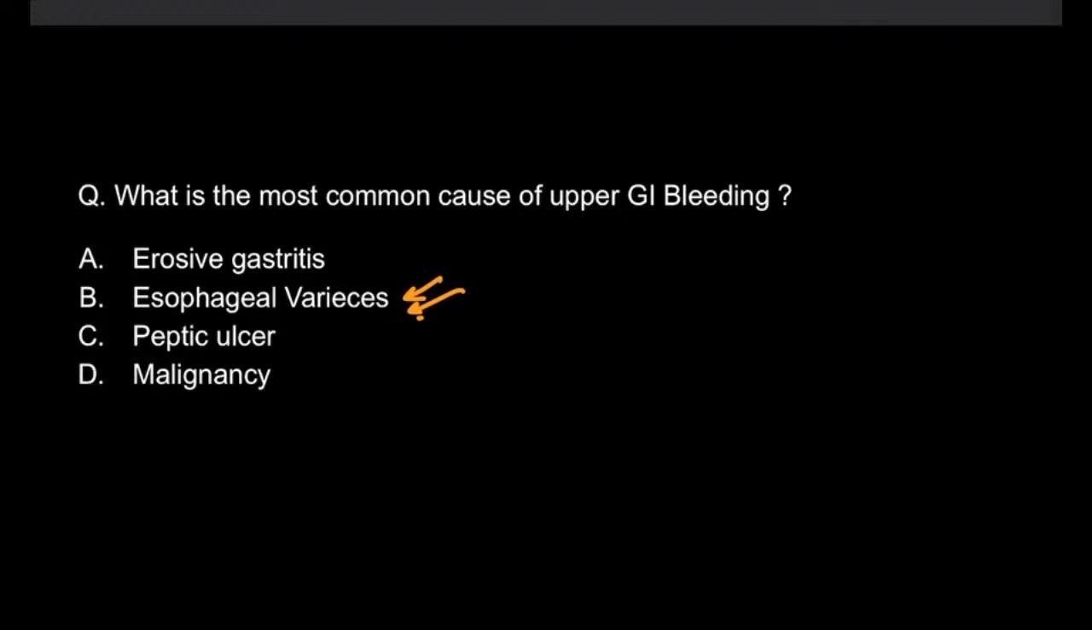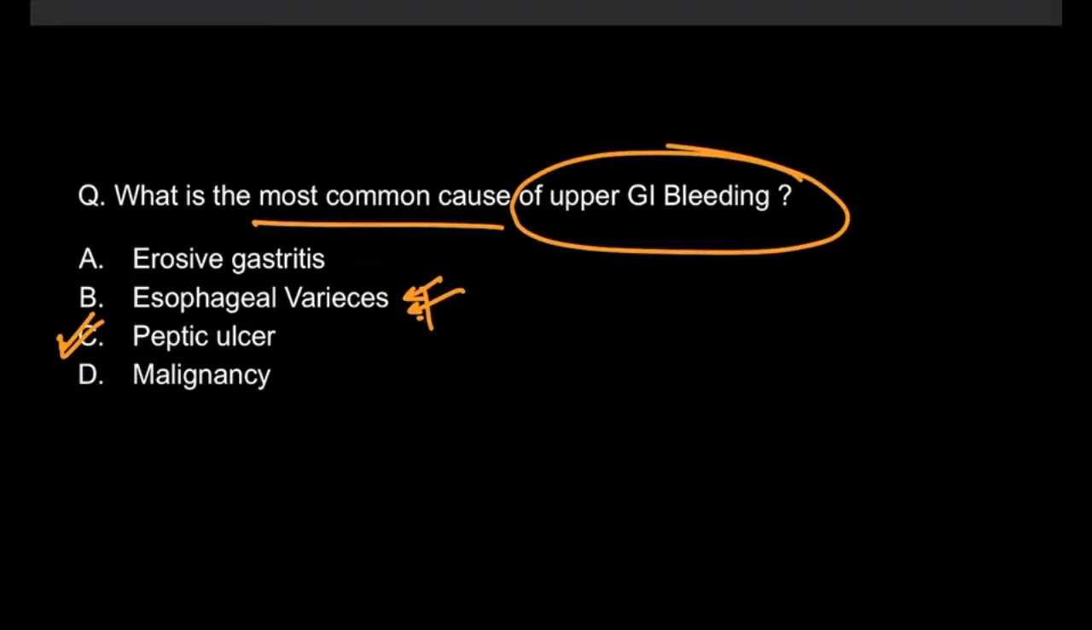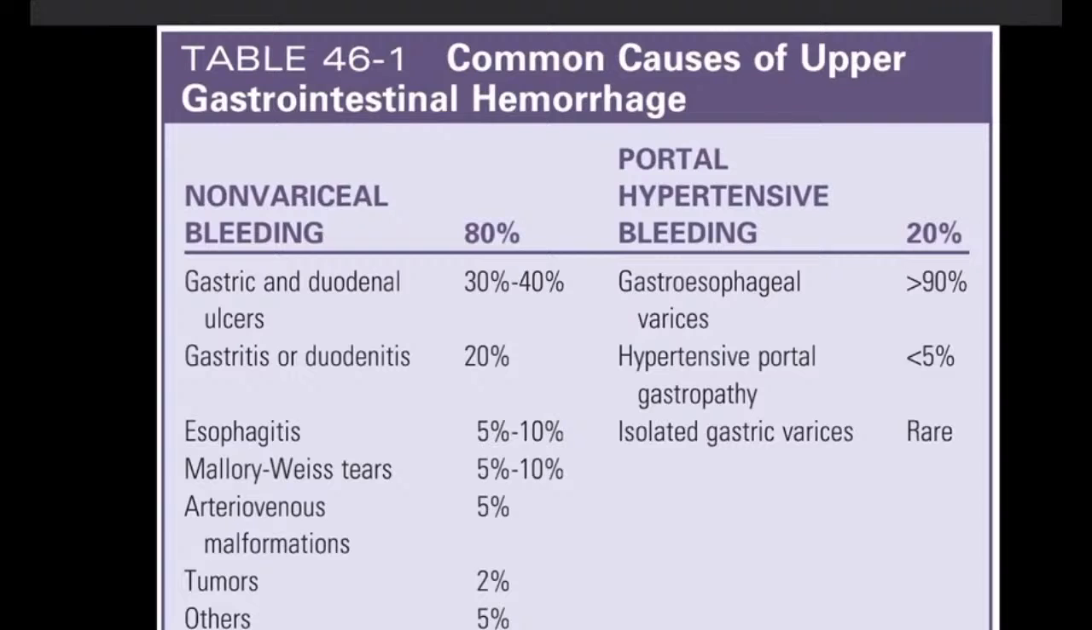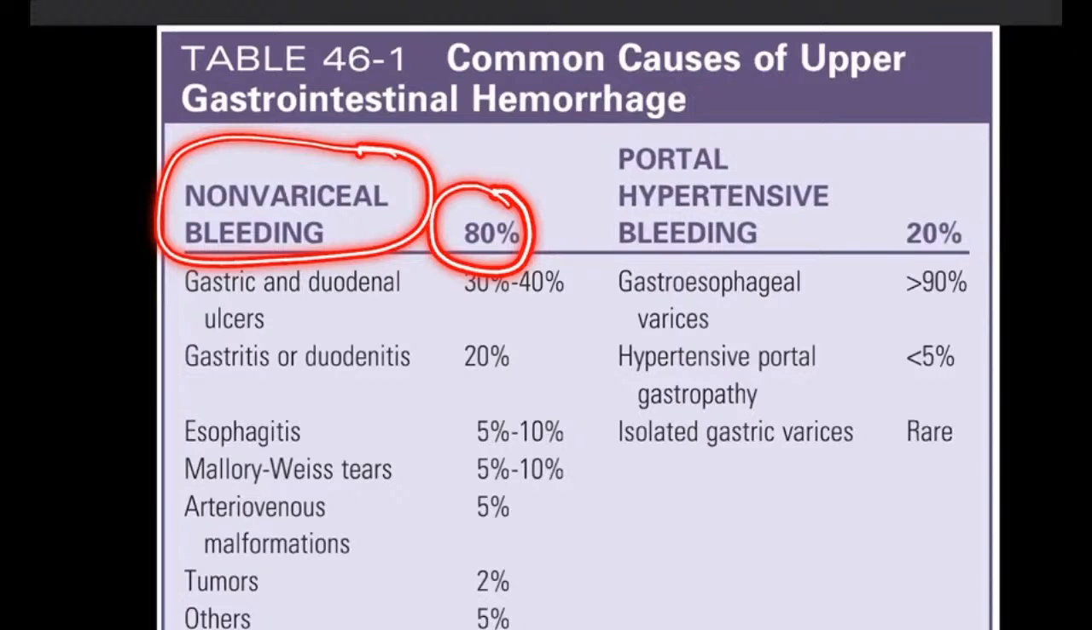Esophageal varices might look like an attractive option, but that is not correct. The correct answer is definitely a peptic ulcer, guys. Please remember, the most common cause of an upper GI bleeding, no doubt, absolutely, is a peptic ulcer. Please do not mark this wrong, because whenever you have an upper GI bleeding and try to divide it, you can basically divide it into the non-variceal bleeding, which constitutes 80% of the total upper GI bleeding, guys. Please understand this.